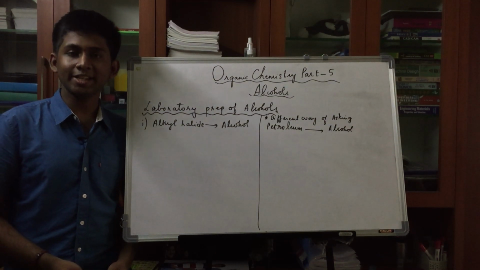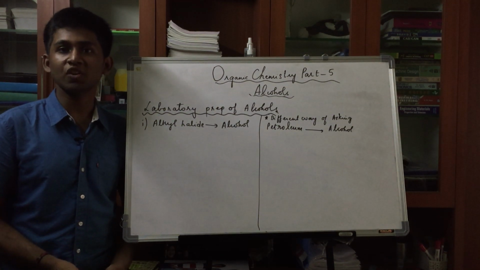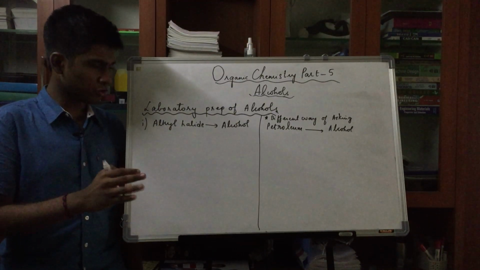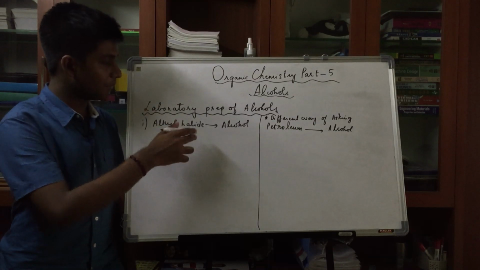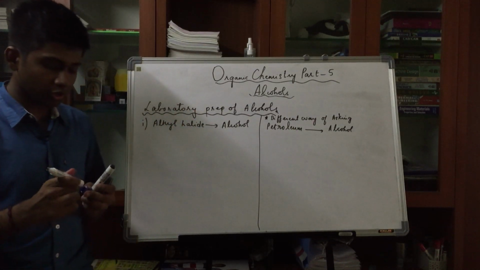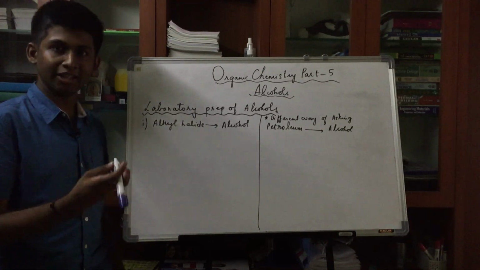So now let's do the next one, which is nothing but the laboratory preparation of alcohols. There are totally two different ways in which they can question this. The most common way is the laboratory preparation of alcohol from an alkyl halide. You know how to write the formula of an alkyl halide by now.